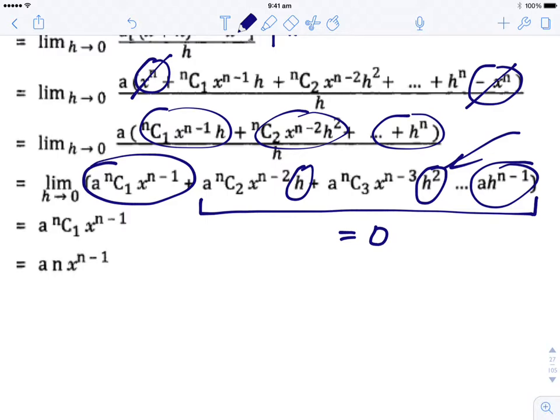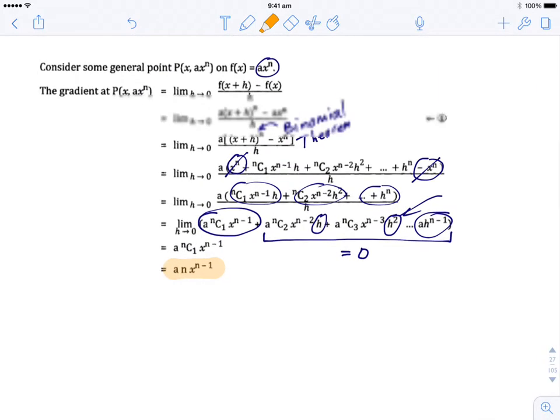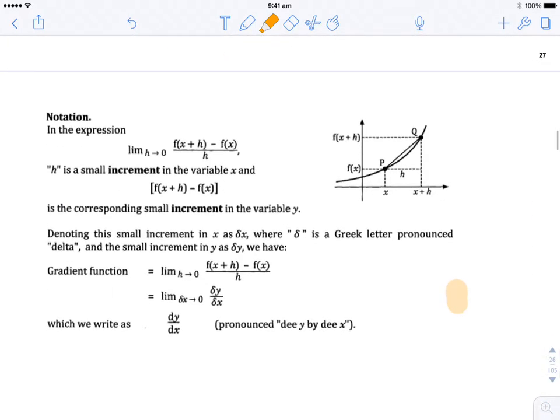Now nC1, so for example 4C1, is always going to be 4. The number of ways of choosing one object from 4 is always 4. So nC1 is always just going to be n. So that's where we finally get this formula here. And now we've got a formula for finding the derivative, a much quicker way of doing it.